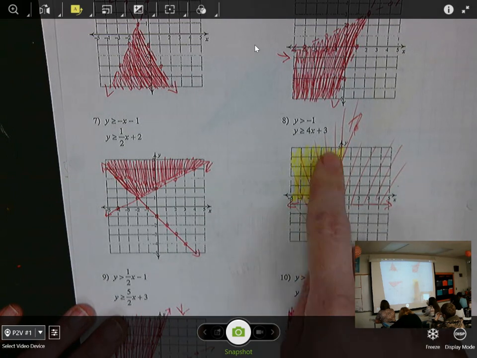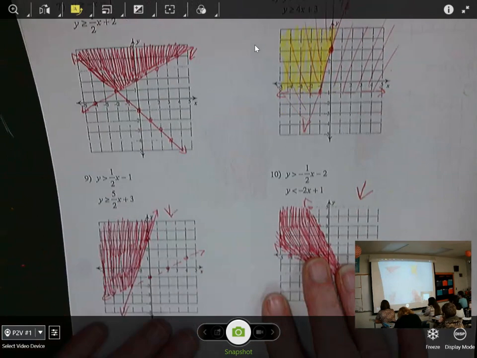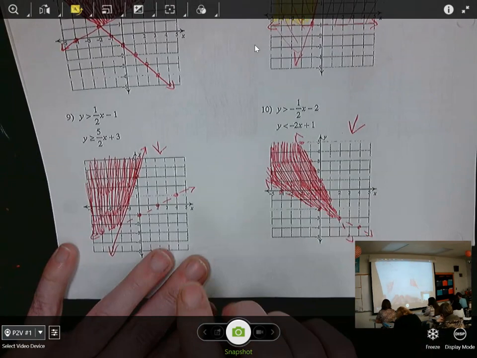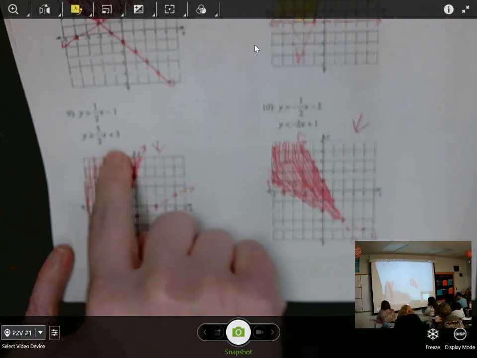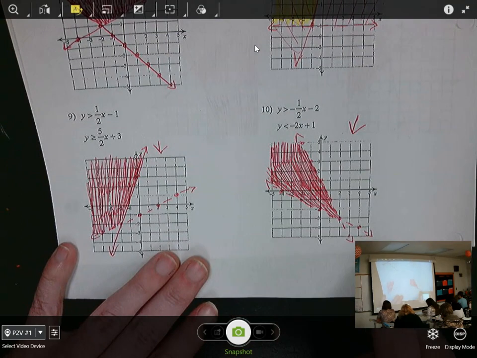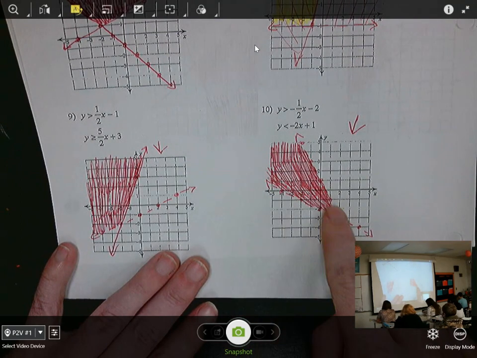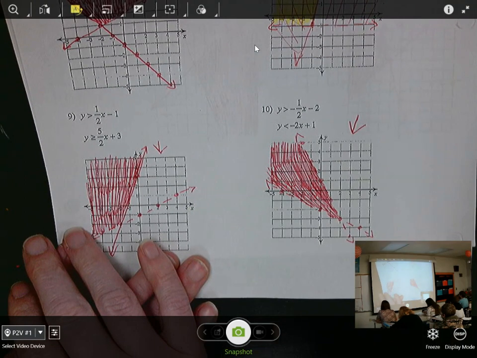Okay, that means any point in this shaded area would be a solution to both inequalities. It would make both inequalities true. Here's number nine, they're both increasing, this one's solid, that one's dashed, and over here's your solution area. And number 10, you got both decreasing, both dashed, and this area is your solution area. All right, what questions do you have for me on graphing systems of inequalities?